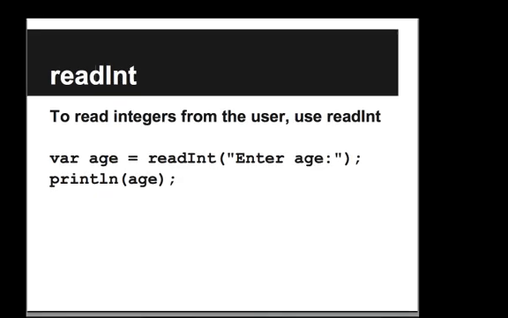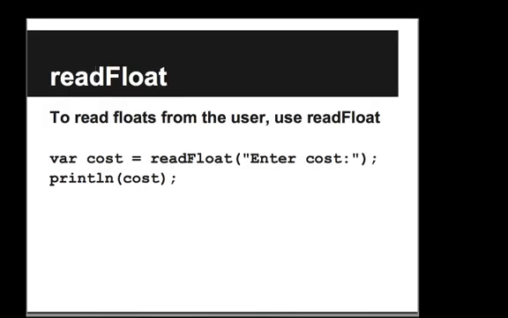If we want to read integers from the user, we can use readInt. So we say their age equals readInt, enter age. That will pop up a dialog and they can type in their age, and then we can print the age. If we want to read floats, or real numbers from the user, we can use readFloat. So their cost equals readFloat, enter cost. So let's go into our editor and see what that looks like.